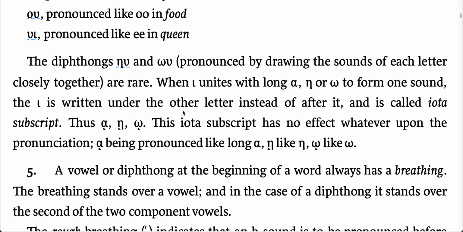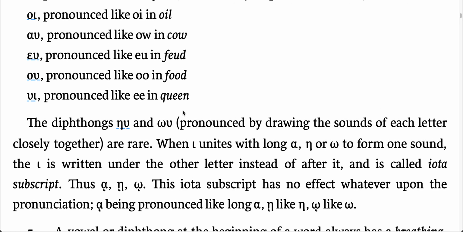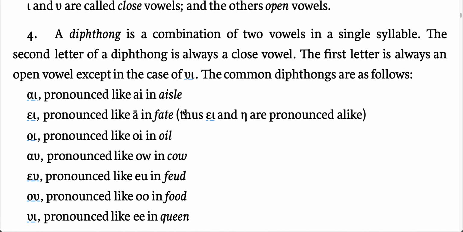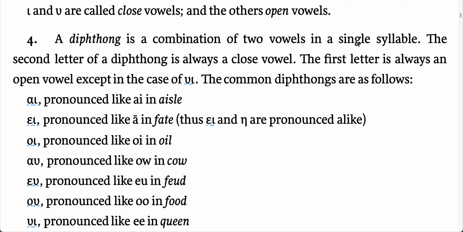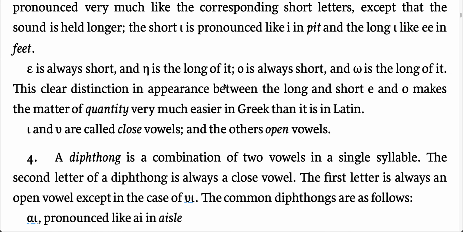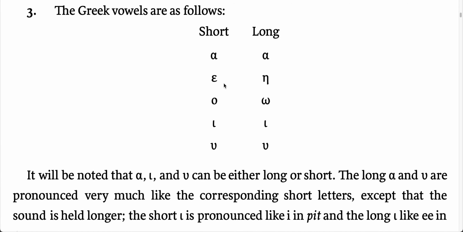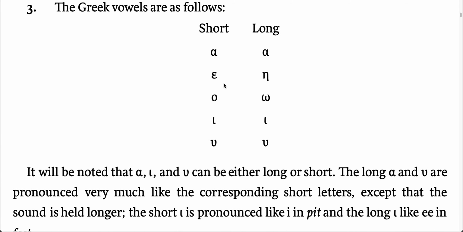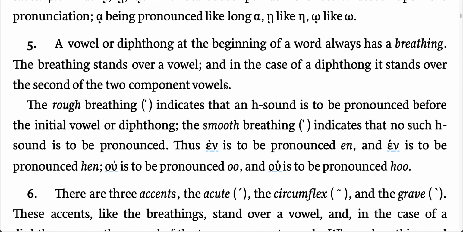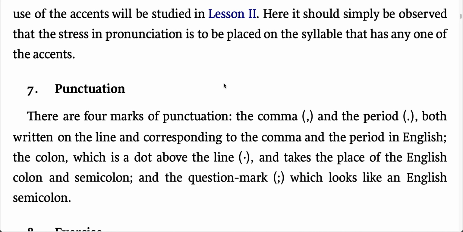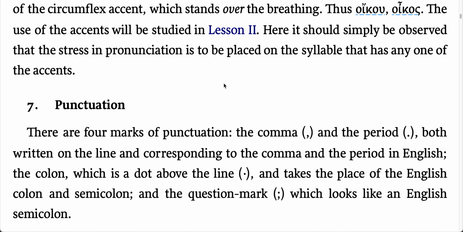And make sure you're familiar with these diphthongs because, remember, they're a special combination of two vowels that show up in a single syllable. And then you have all of these, just the regular vowels. So everything from number 3 through number 7 here is kind of what I'm focusing on in this video. But work through that. That'll take us through lesson 1. The next video, I'll start lesson 2.